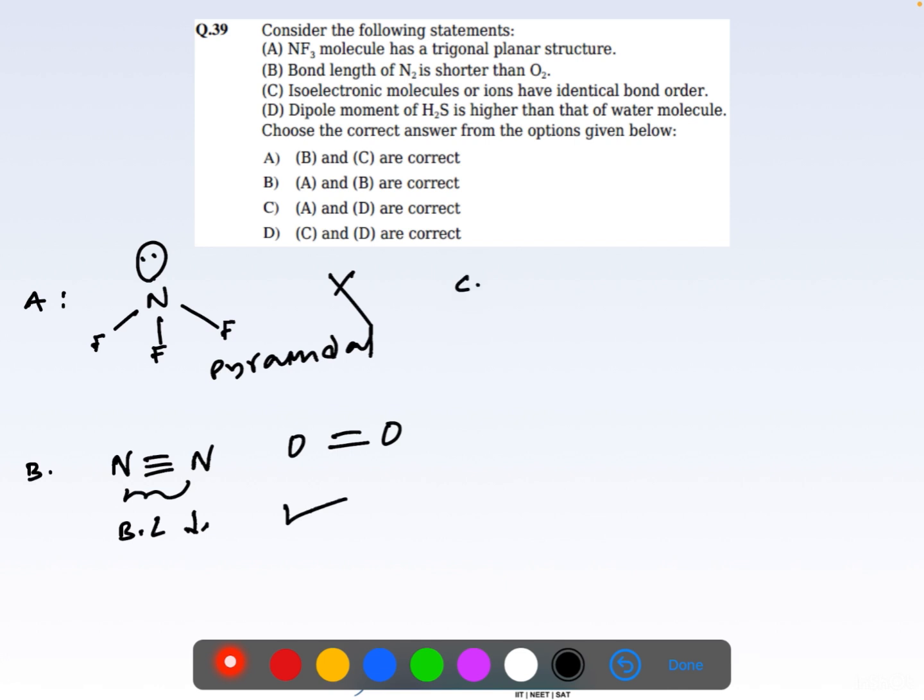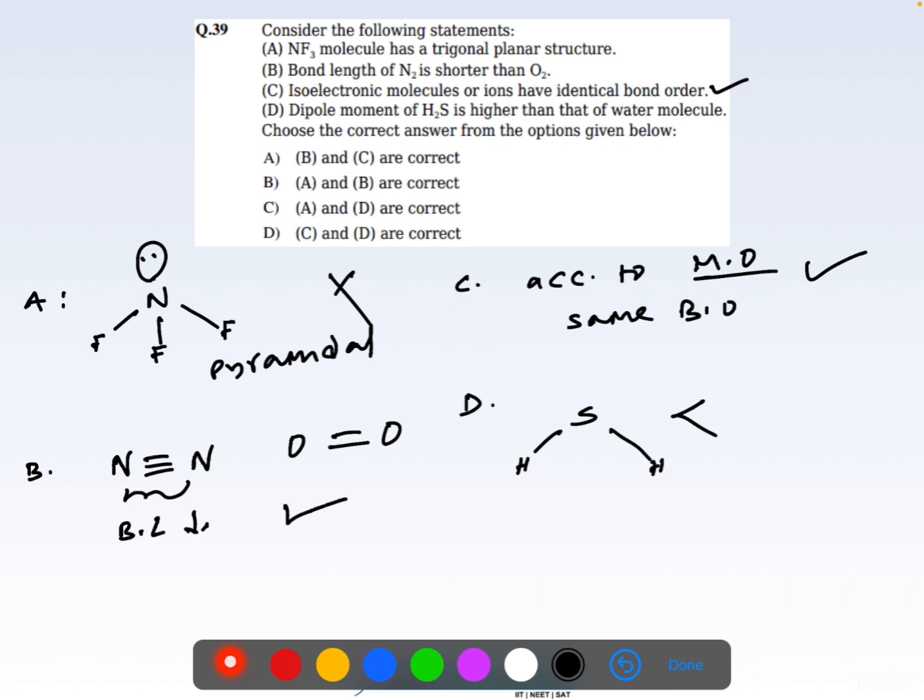C. Isoelectronic molecules or ions have identical bond order. So according to MO theory, isoelectronic species will have the same bond order. So this is also correct. Option D, dipole moment of H2S is higher than that of water. In H2S, the dipole moment will be lesser than that of water because oxygen is a more electronegative element. So here the correct statements are B and C. So the correct one is A.